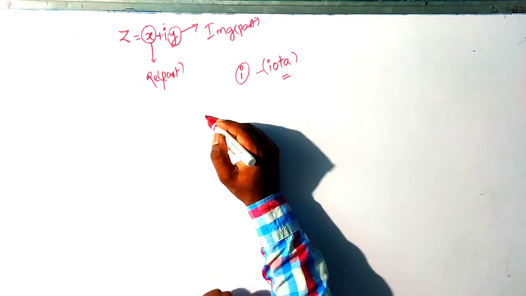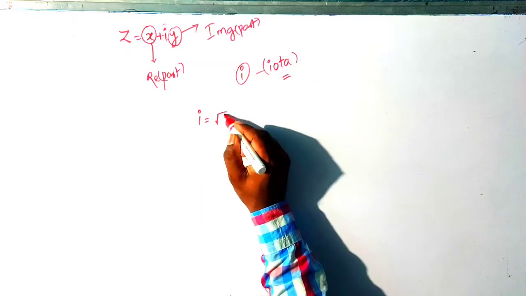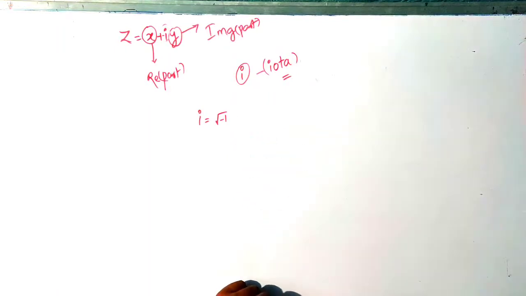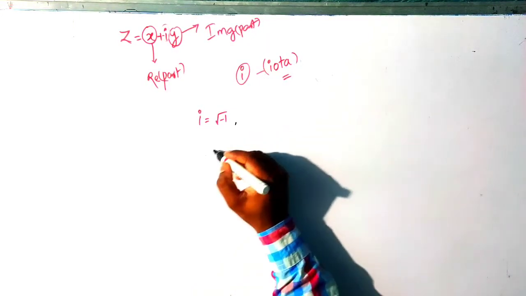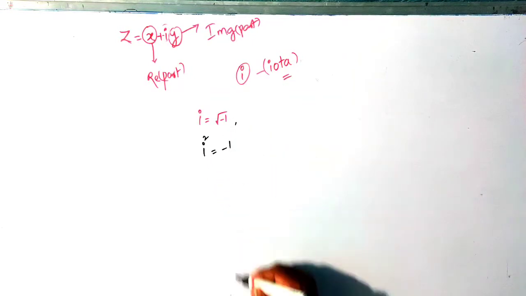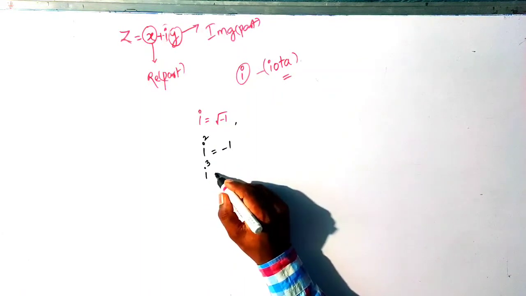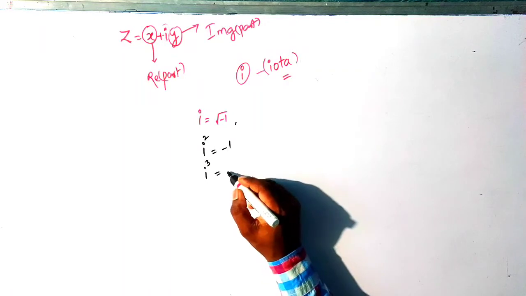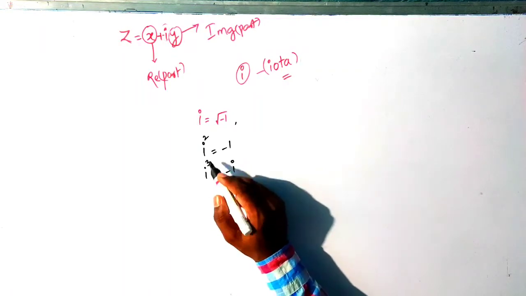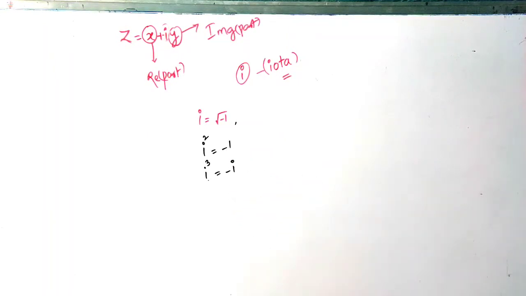Clear? So see here, what is i? i is nothing but the square root of minus 1. So i equals square root of minus 1, and i square, squaring on both sides, we get minus 1. So for i cube, both sides are multiplied by i, we get i cube. So i square into i is i cube. Minus 1 into i is nothing but minus i.